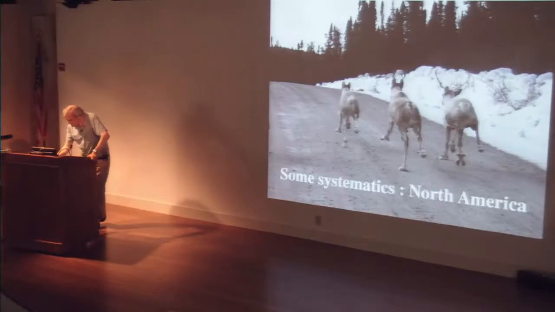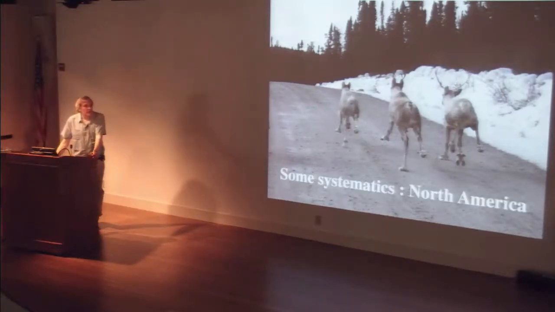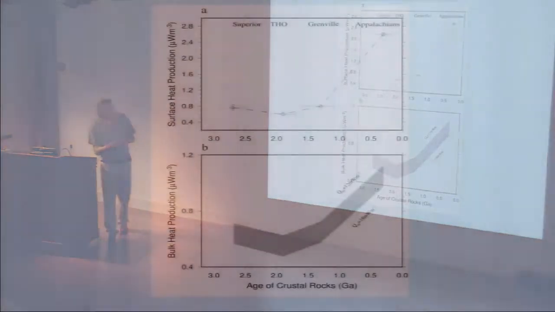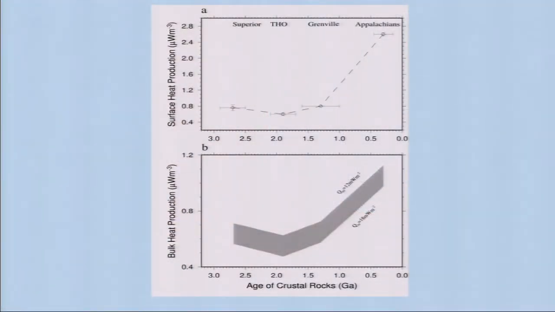Okay, some global systematics. North America, just to show, can we make sense of this? Well, this is giving you the provinces where we have lots of data. Again, there's not a lot of areas, but that's the best we can do. Superior, Trans-Hudson, Grenville, Appalachians. That's the surface heat production, globally averaged. Each one of these dots is more than 100 measurements apiece. And you see what we all know, that Appalachian crust is enriched in radioactive elements.